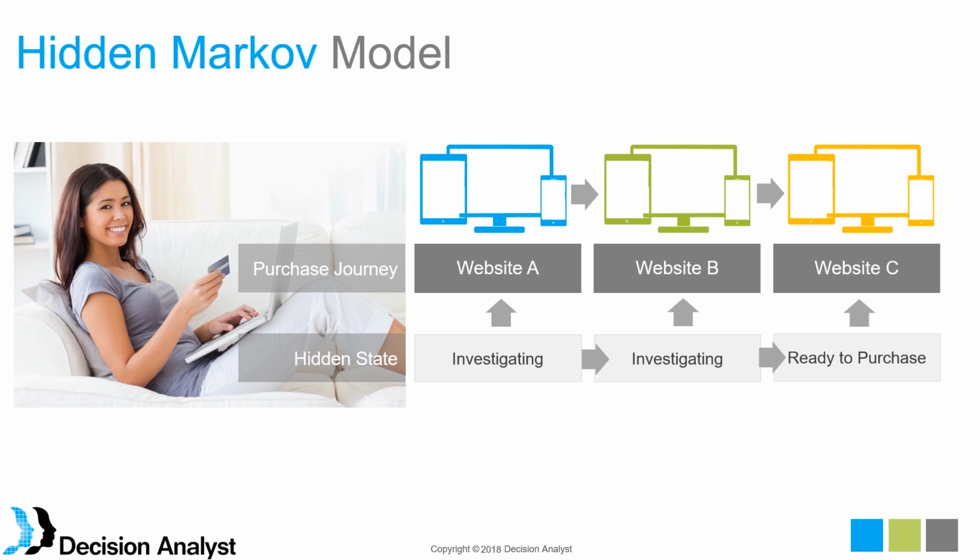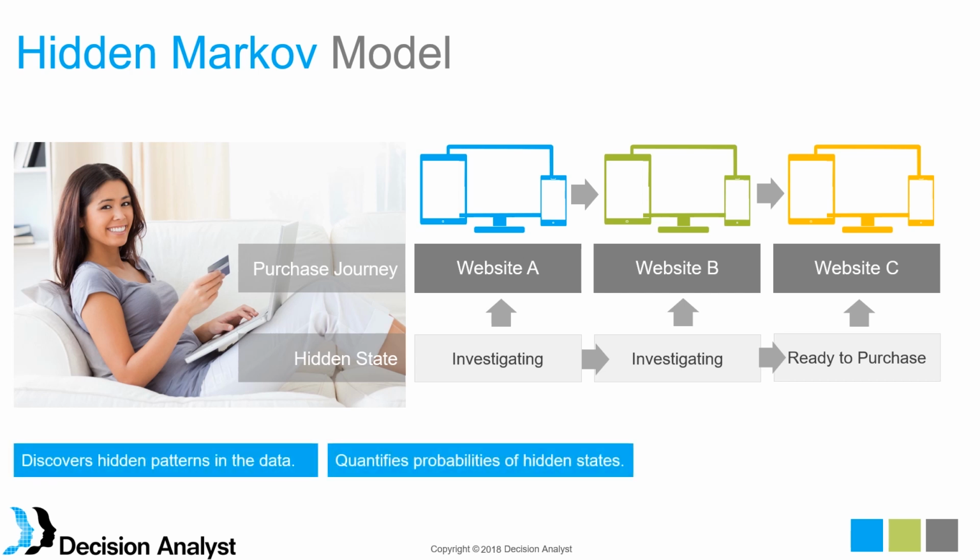And so the idea in the hidden Markov model is that it discovers hidden patterns in the data and quantifies the probabilities of these hidden states. These are hidden because we don't observe them. It's the attitude or condition or mindset of the customer as the customer progresses through a purchase journey. And these hidden states actually are what predict the probability of purchase. So if one is in an investigating state, one is less likely to purchase. If one is in a ready-to-purchase state, they're more likely to purchase. So the purchase is explained by the readiness of the consumer to purchase in this hidden Markov model.